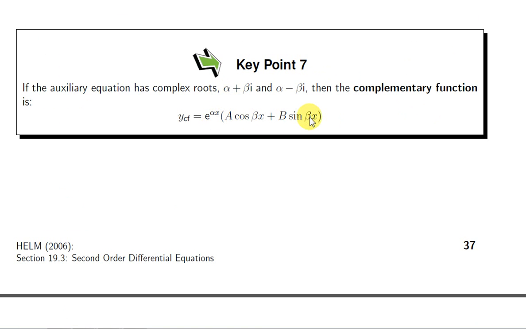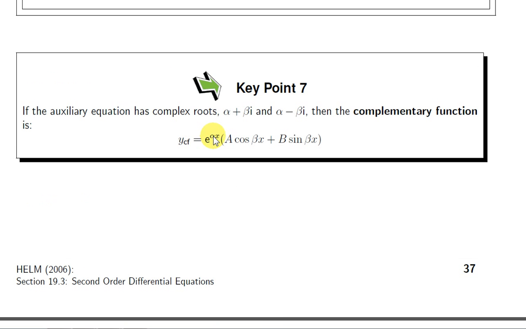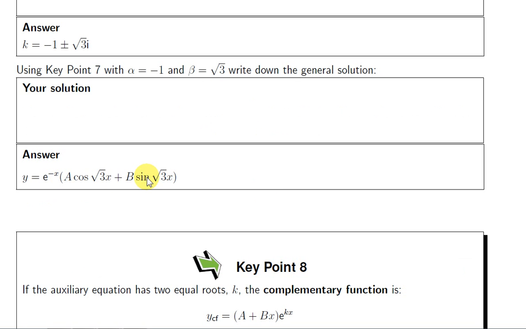So now we can just write down the solution using this formula here. So alpha plus beta i is one solution, and the conjugate is the other solution. So we can see that alpha is minus 1, the real part of the complex number. Beta is just the magnitude of the imaginary part. It's root 3. So we plug minus 1 in for alpha and root 3 in for beta, and we get our general solution.